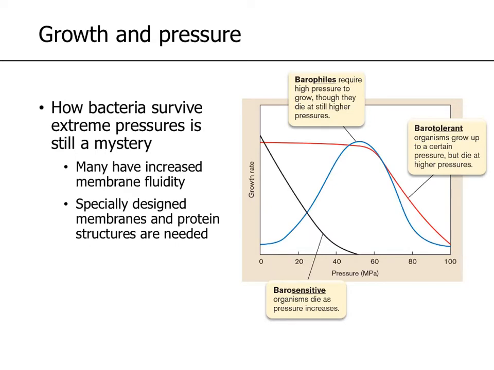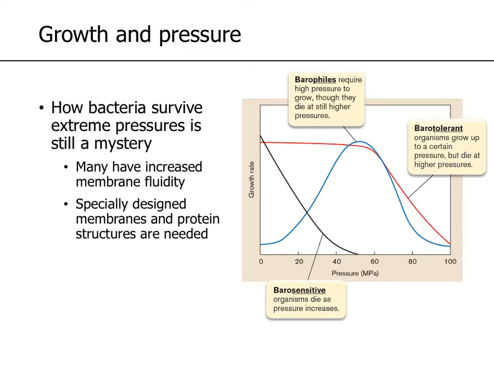We actually know much less about how these ones survive, right? We had come up with some strategies for how different microbes survive the different temperatures. We don't know as much about the pressure, but we can imagine that many of them are going to have increased membrane fluidity because a lot of them are growing where it's really, really cold. And then they're going to have specially designed membranes and protein structures, because they have to survive these really, really high pressures.